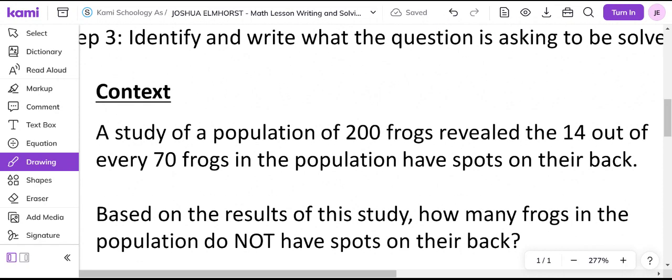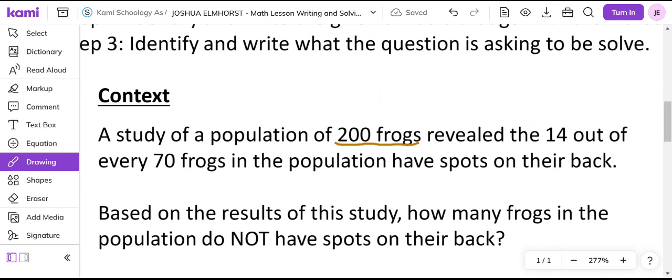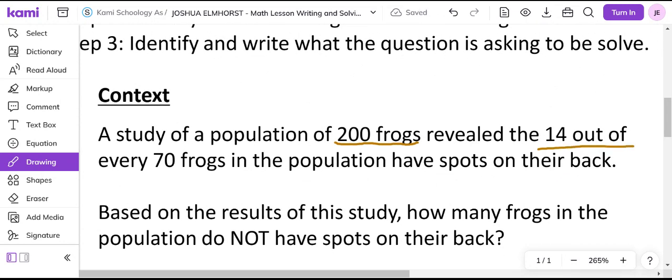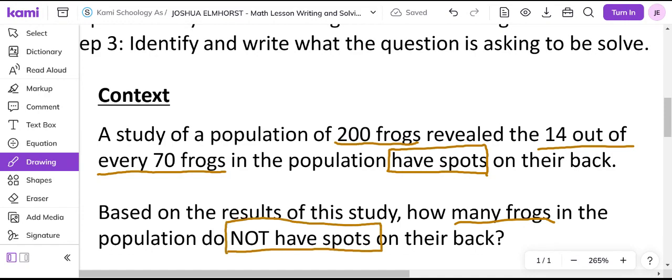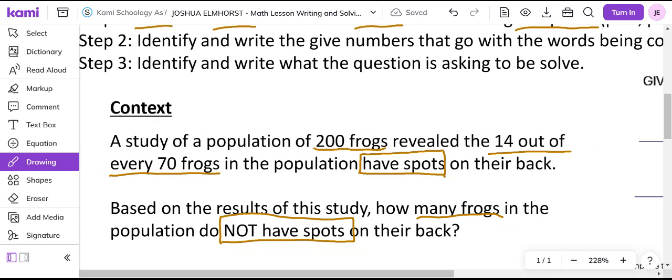So it's a study of population of frogs, and there's 200 frogs, and there's 14 out of every 70 frogs have spots. So there's context information. We have frogs, and then we get to the first part of the true given information where they're talking about spotted frogs specifically. Based on the results of the study, how many frogs in the population do not have spots? So now we have two different things that we're looking at. There's spotted frogs and the non-spotted frogs.